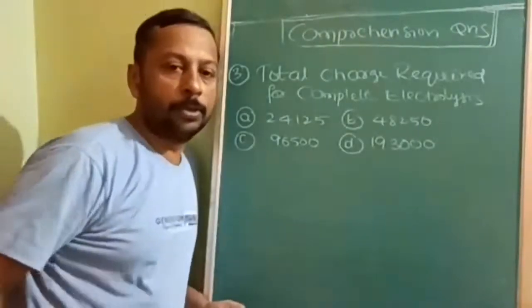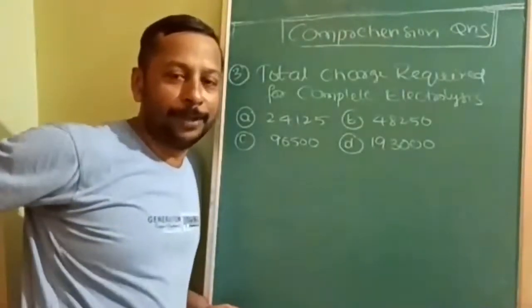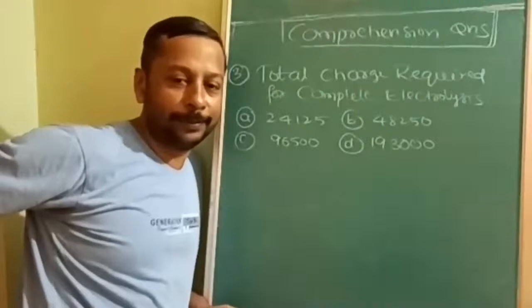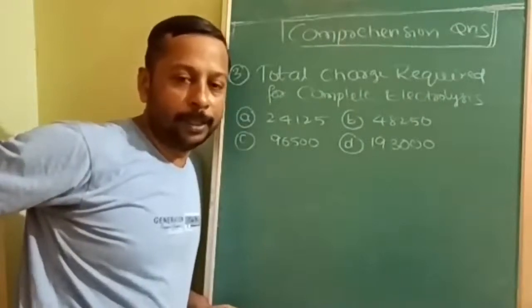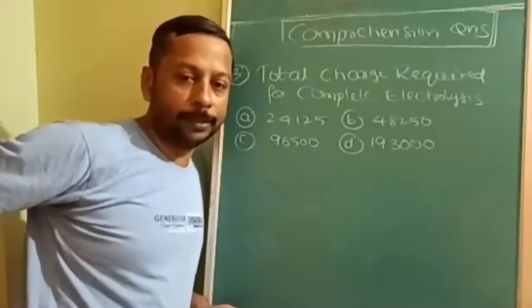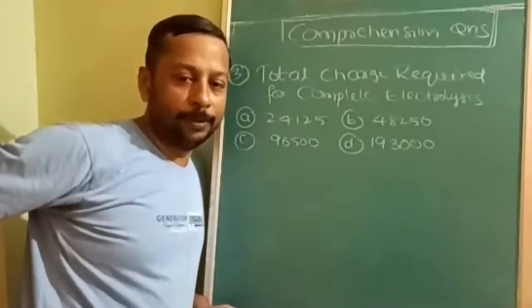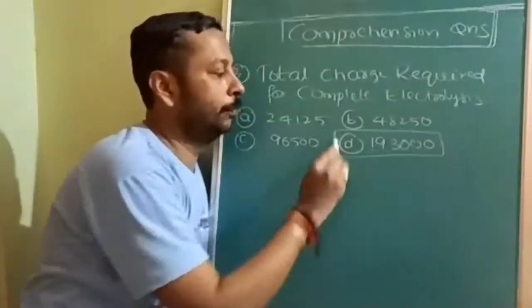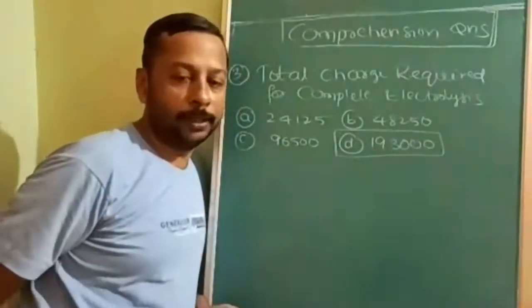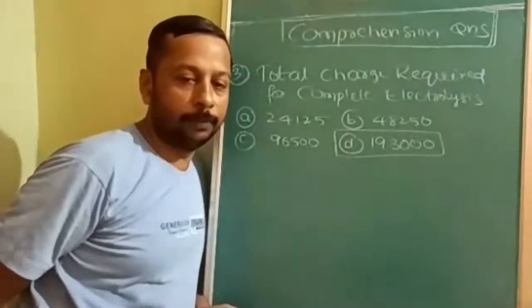Next question: total charge required for complete electrolysis. Those who answered the previous question can answer it very easily and fast. Very good. Simple, it is 2 Faraday, that is 2 into 96500. So what will be the answer?